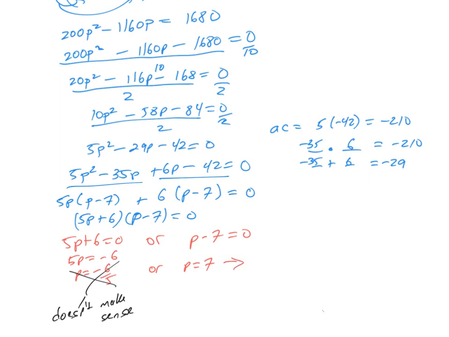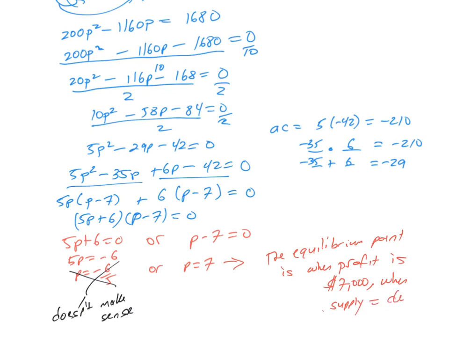The units were thousands of dollars, so we would say the equilibrium point is when profit is $7,000. That's when supply equals demand for this particular product, which is motorcycles.